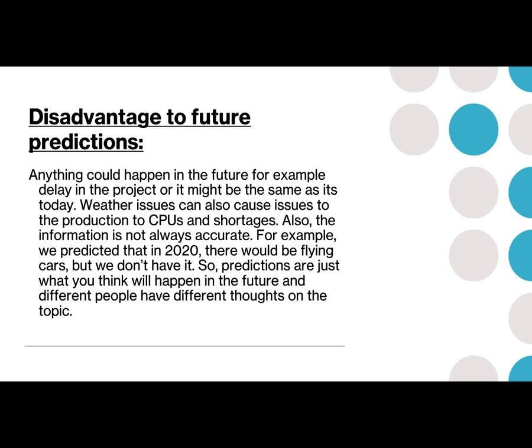Disadvantages to future predictions. Anything could happen in the future, for example, a delay of a project, or some form of weather issues, or we might have a bomb happening. Wars happen all the time. If a war happens in countries that develop the processor, for example China, which produces almost everything, if China ends up having sanctions on us, or if there are conflicts with China, then that could definitely cause delays in having more powerful processors.